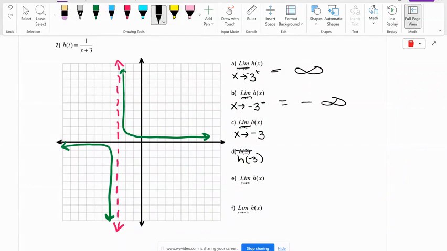Well, what happens in general of the limit as x approaches negative 3? What is the general limit as x approaches negative 3? So when we're deciding the general limit, you look from the left, you look from the right. From the left, we're going to positive infinity. From the right, we're going to negative infinity. If they're not the same, is that okay? No, so what do we write when they're not the same? DNE.